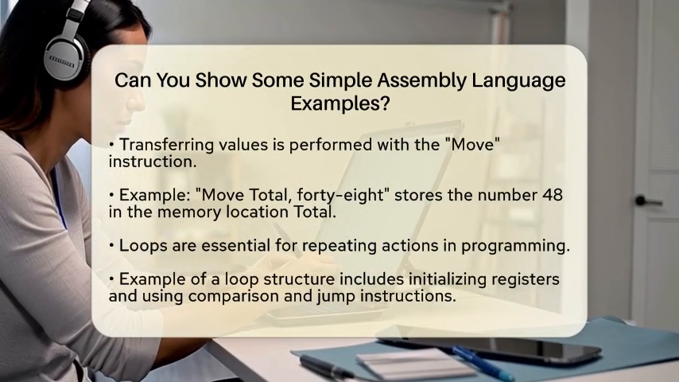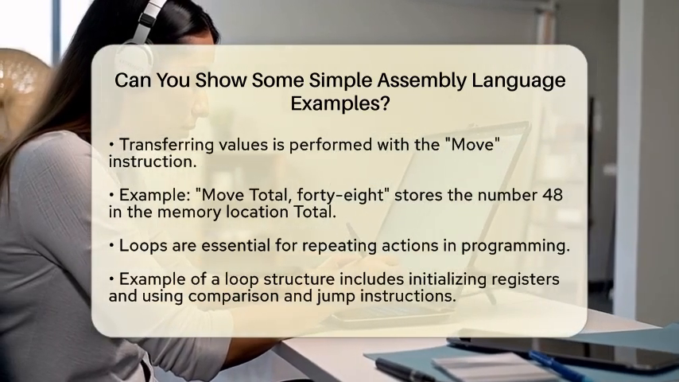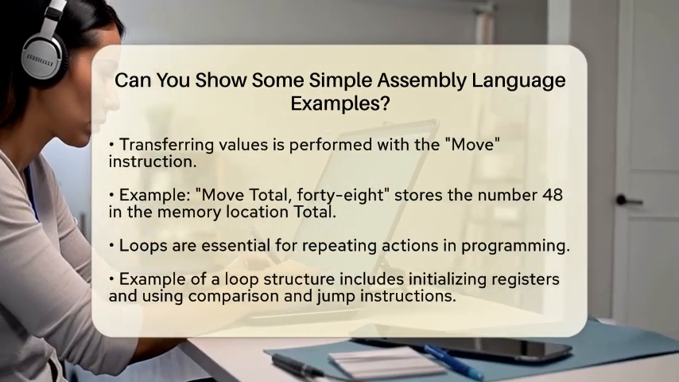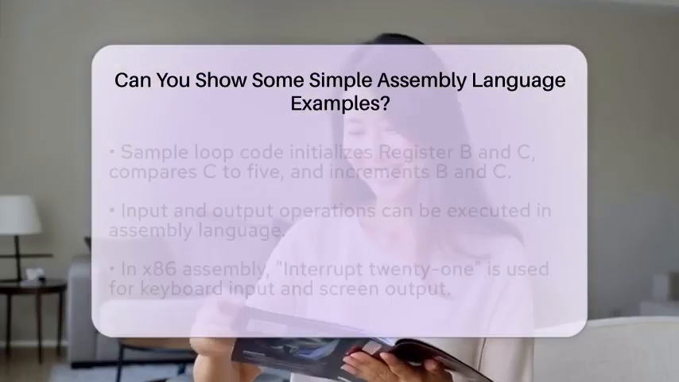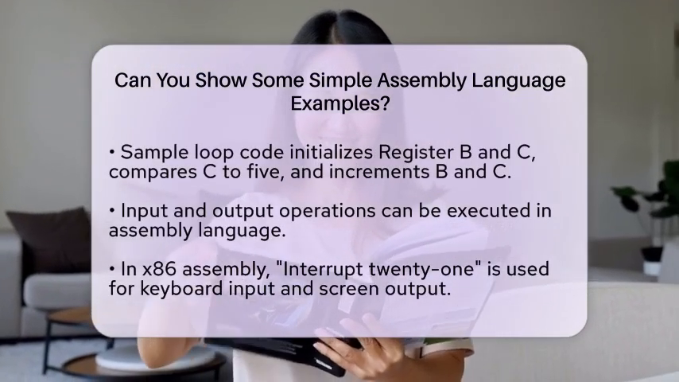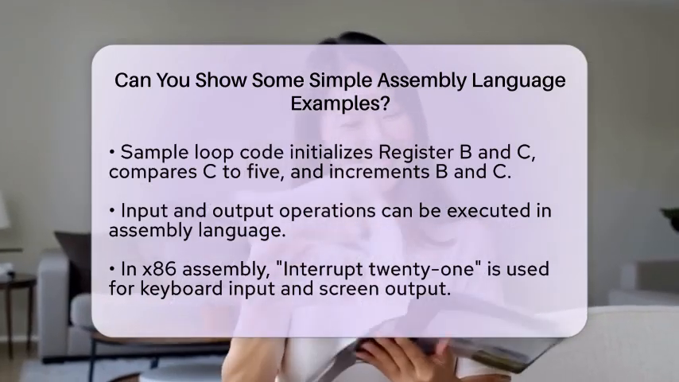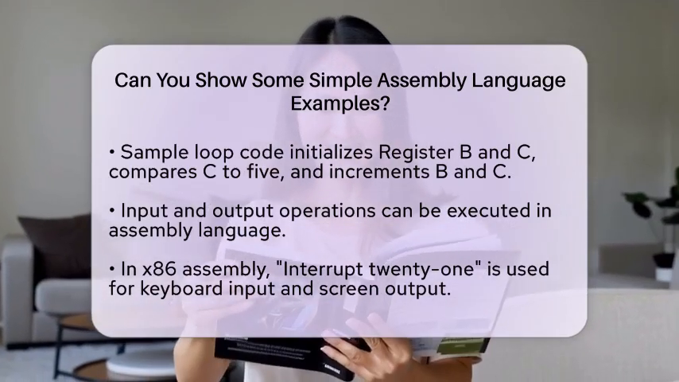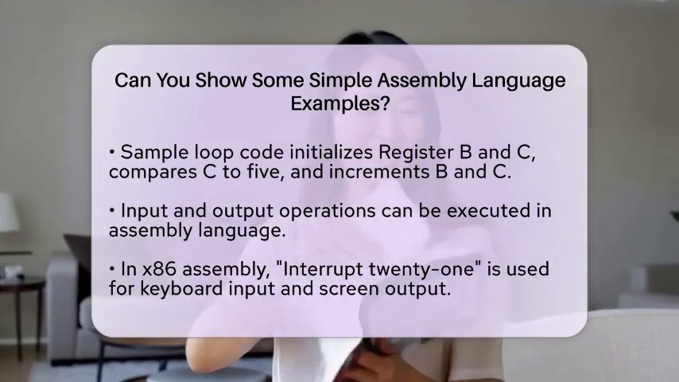Loop start. Compare register C 5. Jump if greater or equal to loop end. Increment register B. Increment register C. Jump back to loop start. Loop end. Here, you can add any additional code you want to execute after the loop.